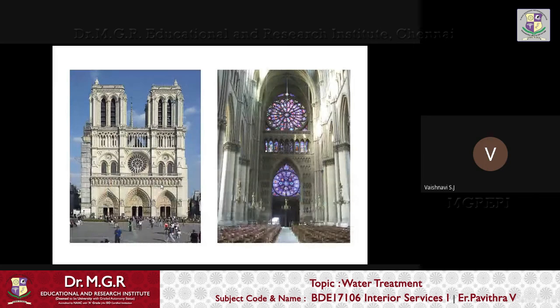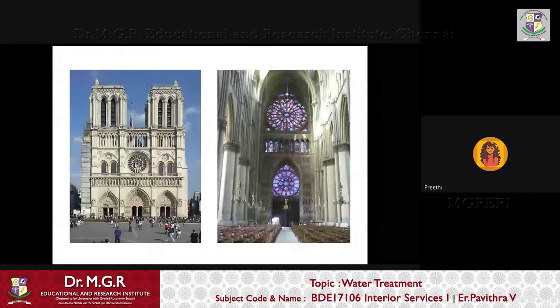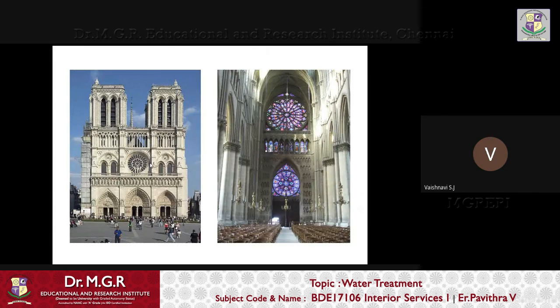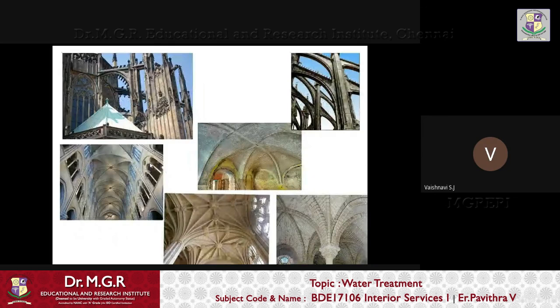So what is this type of window called? It's a common feature found. Rose window, ma'am. Correct. Who is that? Preeti, ma'am. Preeti. Good. So top left, what is this called? Buttresses, ma'am. Correct. Flying buttresses.